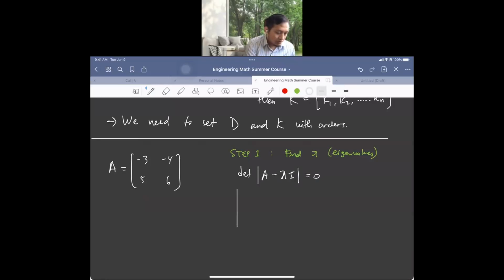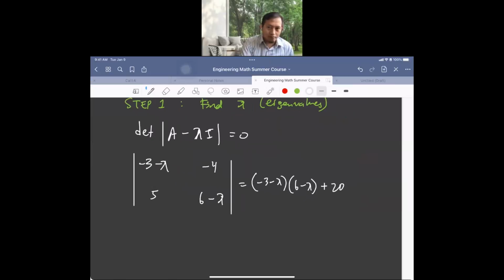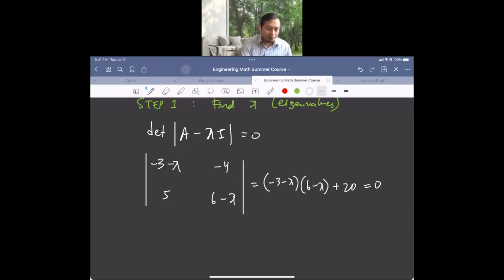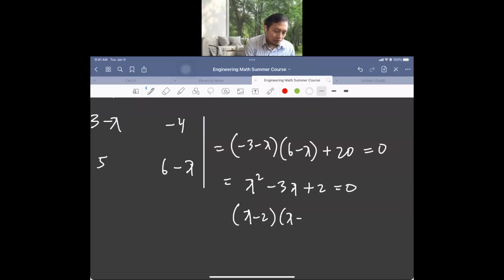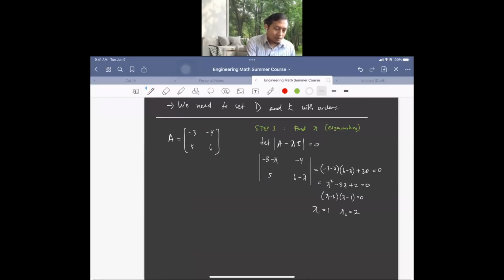We get negative 3 minus lambda times 6 minus lambda, minus 5 times negative 4, that is 5 times 4, minus 20. Now we have lambda squared, negative 6 lambda plus 3, so negative 3 lambda, and negative 18 plus 20 is plus 2. So we will have negative lambda minus 2 times lambda minus 1. So lambda 1 is 1, lambda 2 is 2.